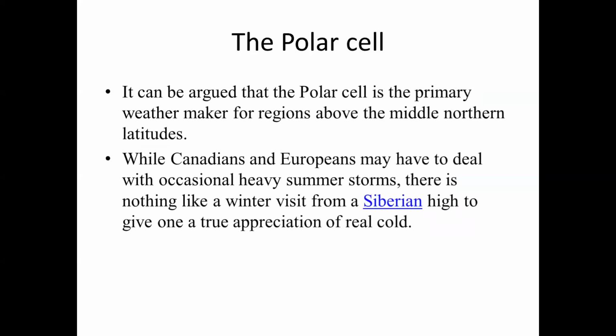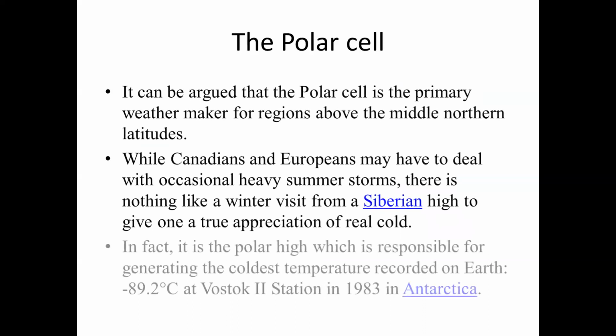While Canadians and Europeans may have to deal with occasional heavy summer storms, there is nothing like a winter visit from a Siberian high to give one a true appreciation of real cold. In fact, it is the polar high which is responsible for generating the coldest temperature recorded on Earth, minus 89.2 degrees Celsius at Vostok station in 1983 in Antarctica.